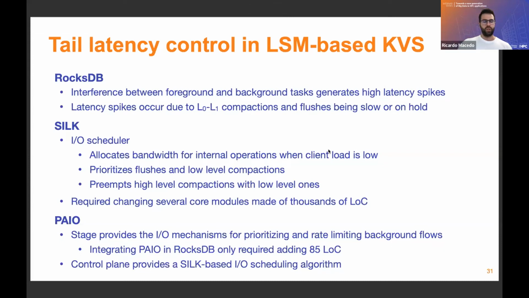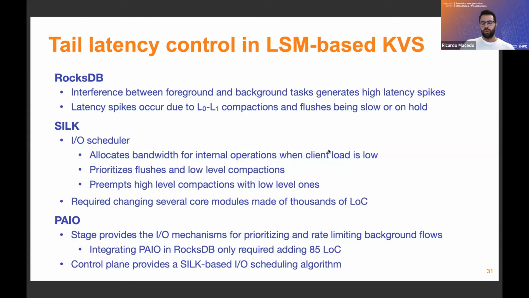So in the first problem, we consider how we can address and resolve the problem of tail latency control in log-structured merge tree-based key-value stores. So RocksDB is a key-value store of the type LSM. So LSM is a log-structured merge tree that defines the internal organization of data that is composed of different levels. Okay, so level 0, level 1, level 2, so forth. And on this type of key-value stores, it is pretty well known that there is high interference between foreground and background tasks, and this generates high latency spikes to the client. And these latency spikes occur because L0 to L1 compactions and flushes are either slow or are on hold. Okay.